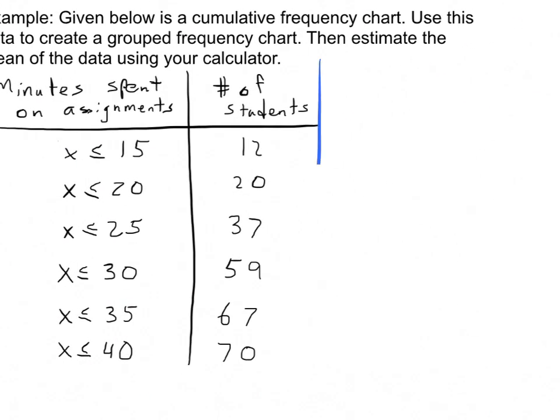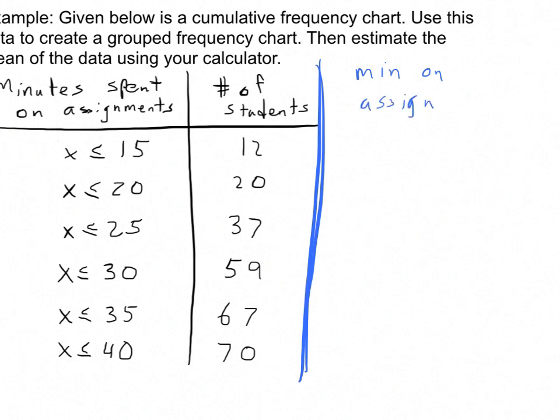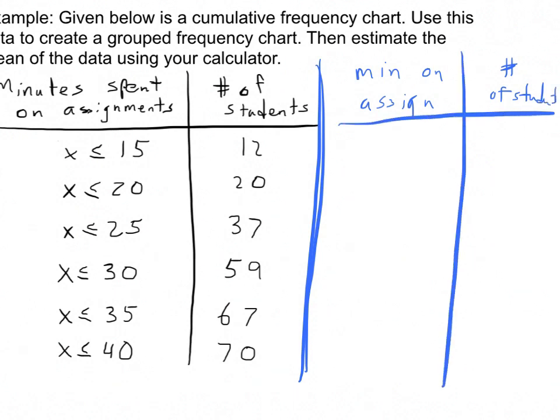So let's see here. If I'm going to create a grouped chart for this, I'm going to have minutes on assignments. And over here again I'll have number of students. Right? So what minutes of assignments do I have in this first grouping here? Well, it says x is less than 15. You can't spend negative time on an assignment, so I'm going to say 0 is less than or equal to x is less than or equal to 15. And there were 12 students in that category.